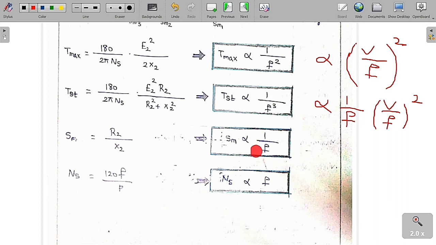Now, for these characteristics, whenever the frequency increases, the maximum torque decreases, the starting torque decreases, and the slip at maximum torque decreases, and the synchronous speed increases.